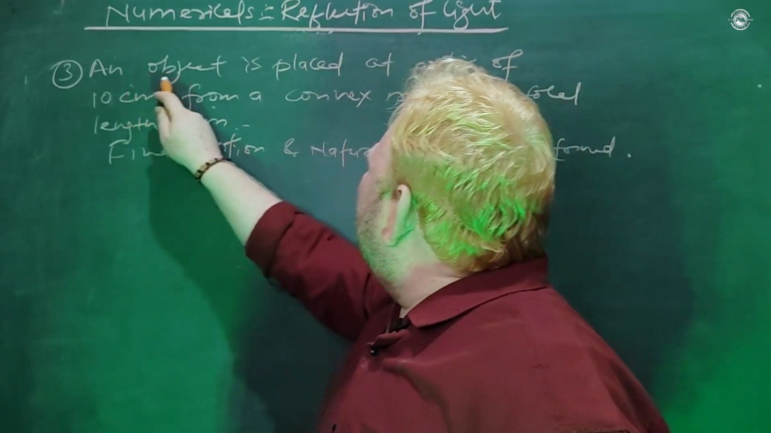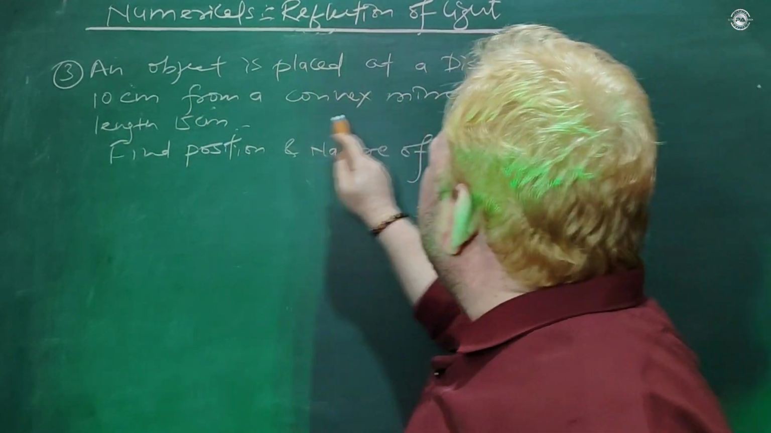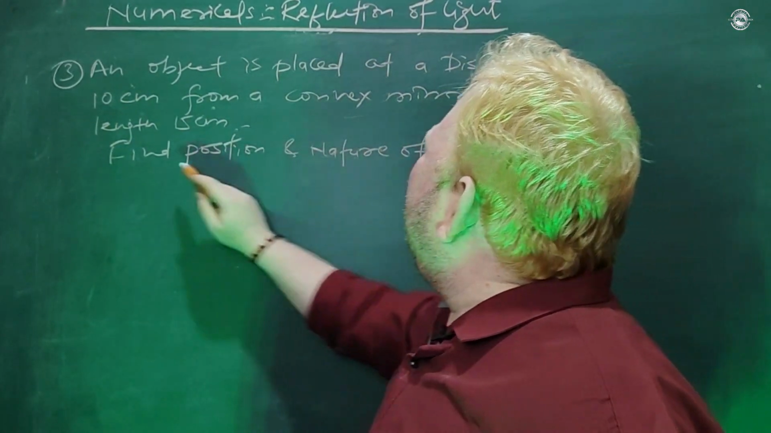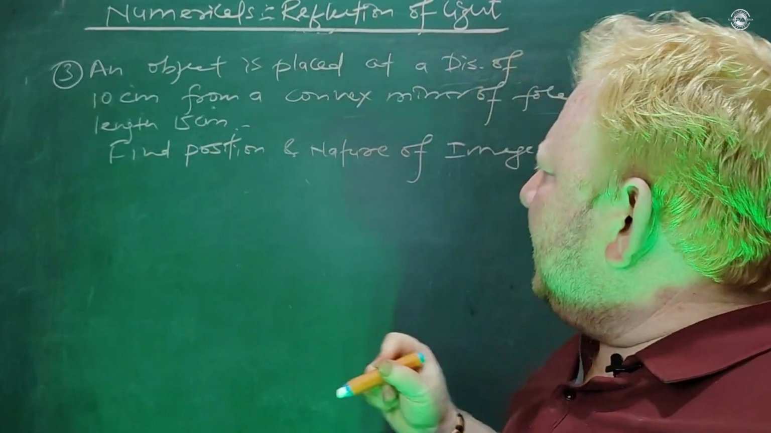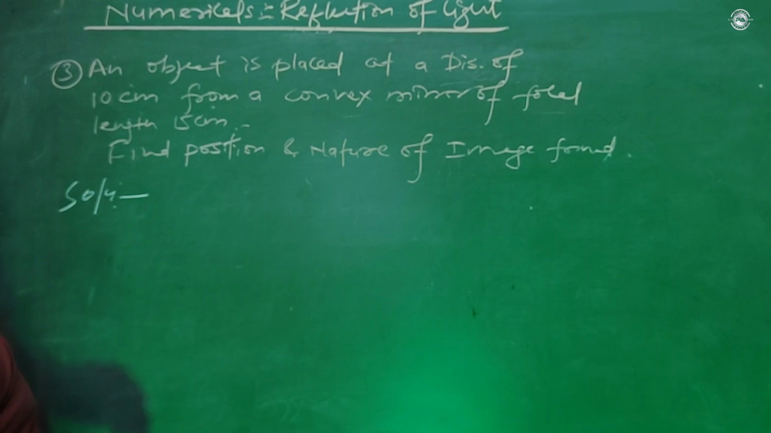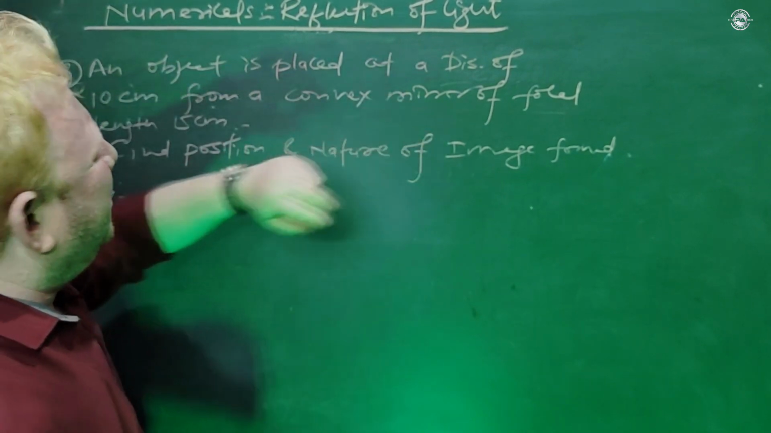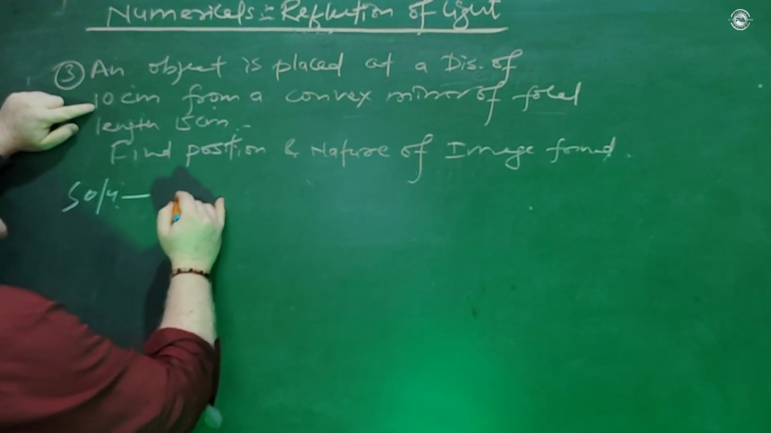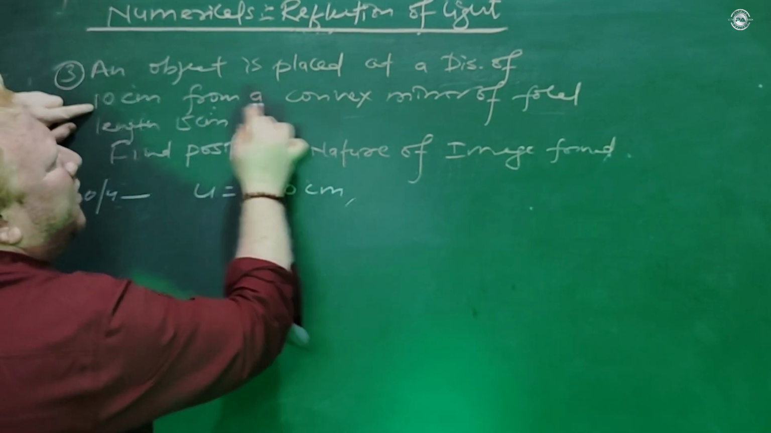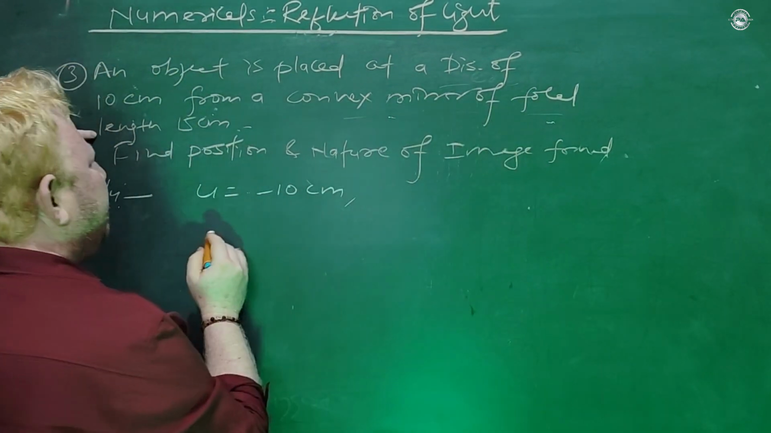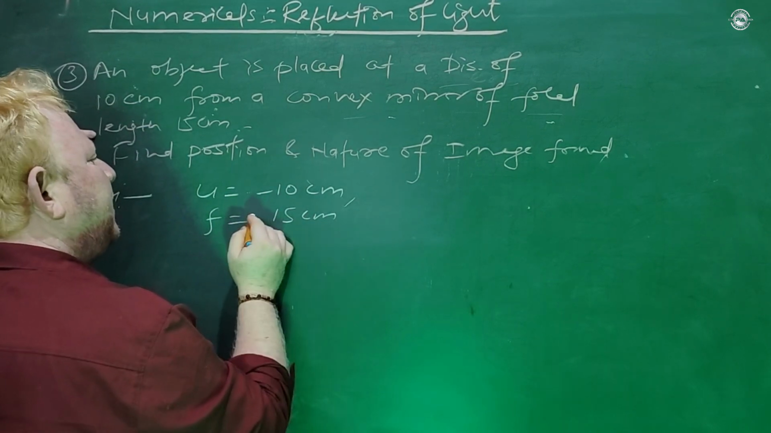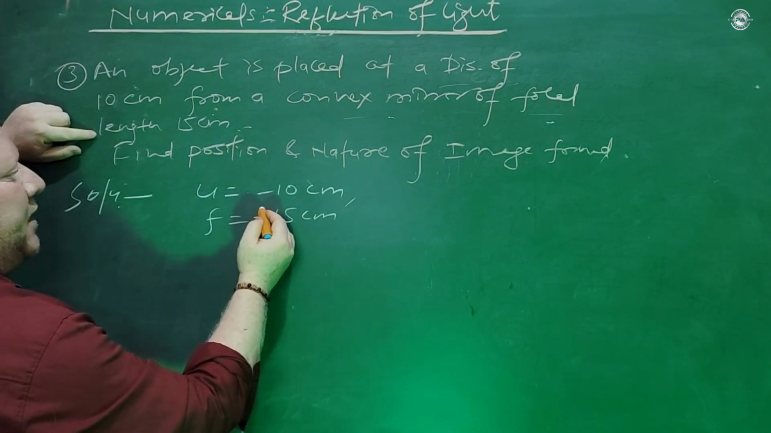The question is, an object is placed at a distance of 10 centimeter from a convex mirror of focal length 15 centimeter. Given that it is a convex mirror, now the object is placed at a distance of 10 centimeter, that is u is equal to minus 10 centimeter, from a convex mirror of focal length 15 centimeter. f is equal to plus 15 centimeter.